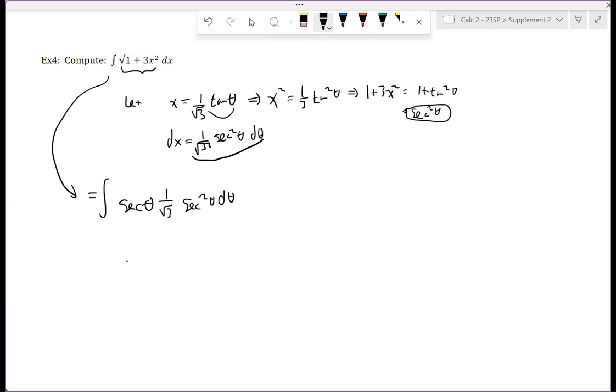So one thing that we might notice is that the derivative of tangent is secant squared. That's how we got this secant squared in the first place. And so we can integrate secant squared theta d theta, and we can differentiate secant theta. The derivative of secant theta is secant theta tangent theta.